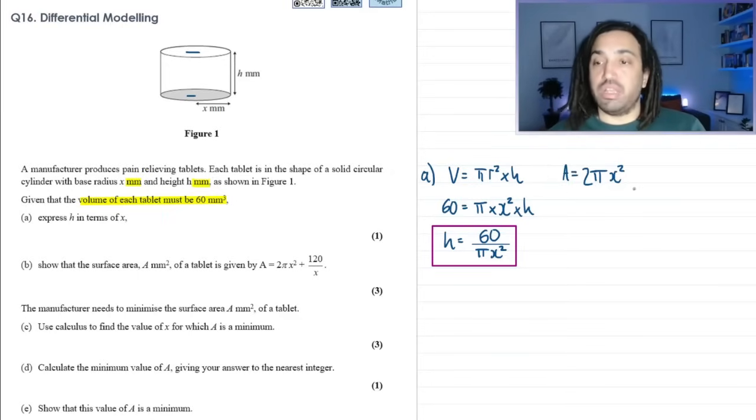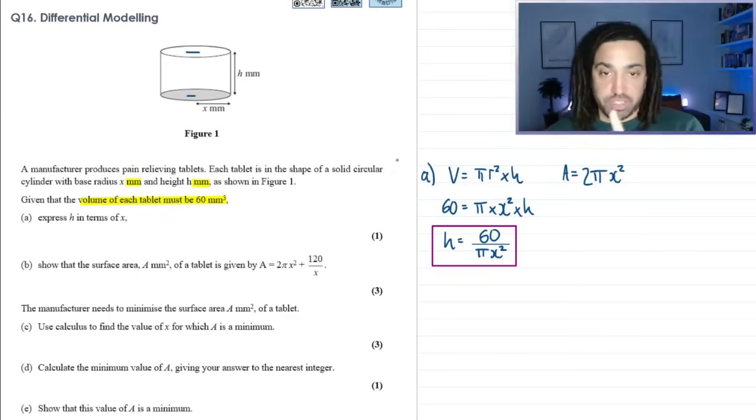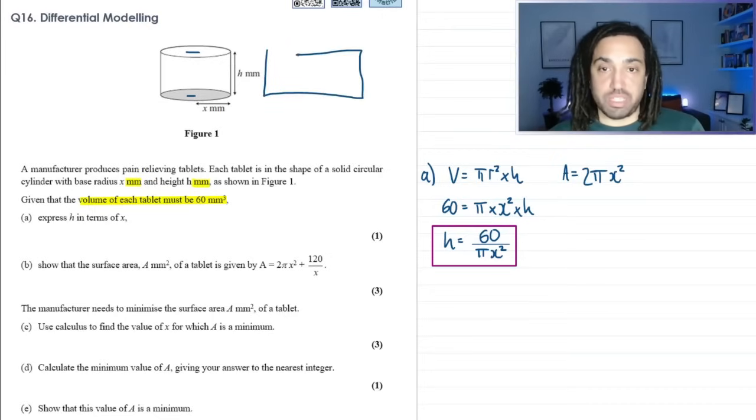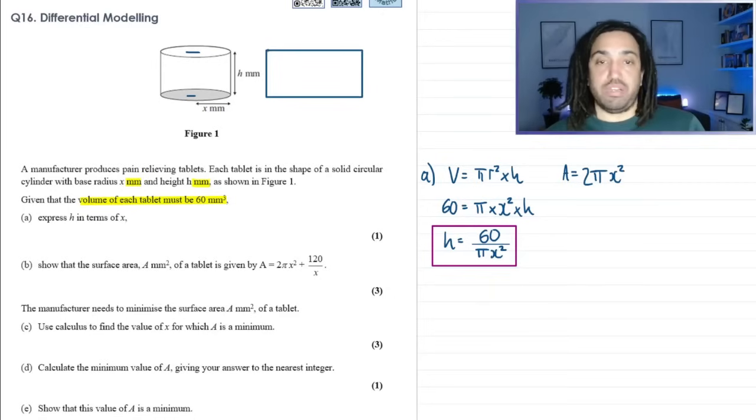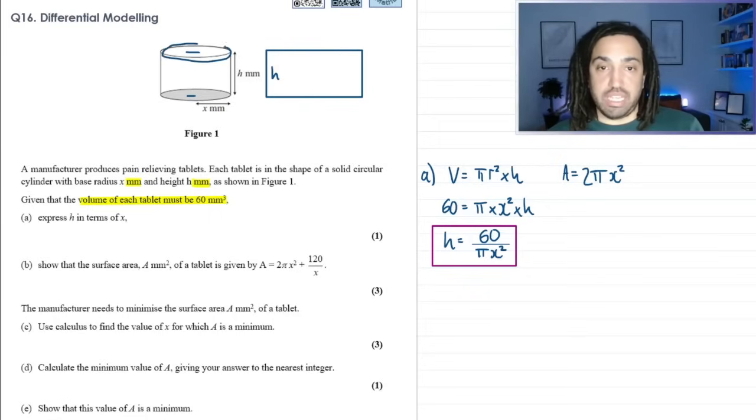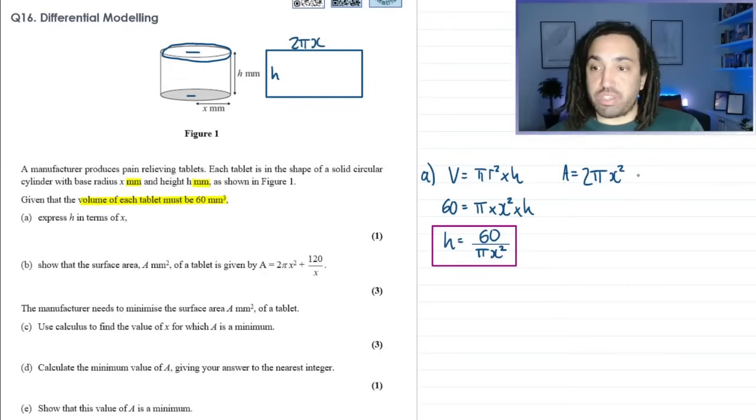There we go. Now the curved surface area, if I unwrap it, I think of it like the label on a tin of beans. It becomes a rectangle with height h, but the width is all the way around the cylinder, which is the circumference of the cylinder, which is 2 pi r, in this case 2 pi x. So to work out the area of that rectangle, it's going to be 2 pi x times h.